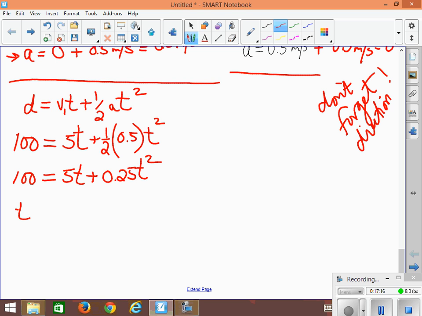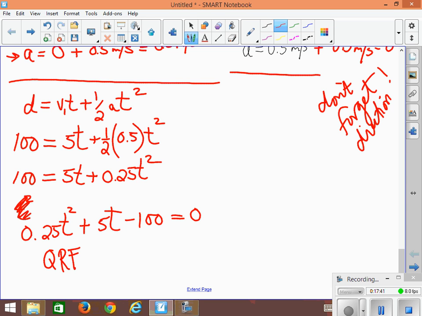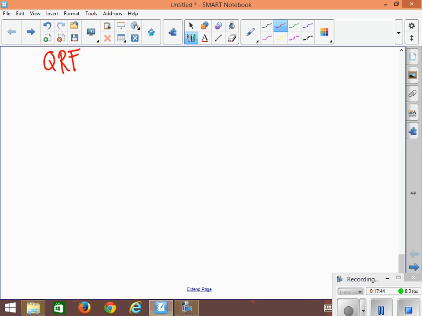So if we write this as a quadratic, 0.25 t squared plus 5t. And if I move the 100 to the other side, it will become negative 100, and I leave it as 0. Okay. And did anybody QRF? And see what we get as an answer? So we won't do the QRF because I think you can handle that. T then equals, do we have a number? We don't have a number, so we have to do the QRF anyway. Oh, good review, I guess.